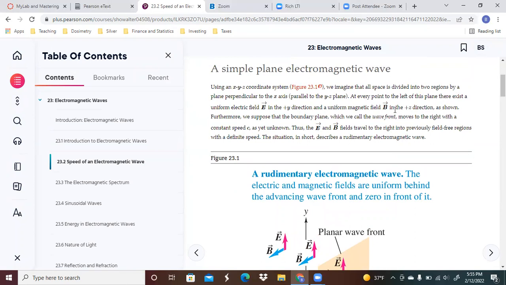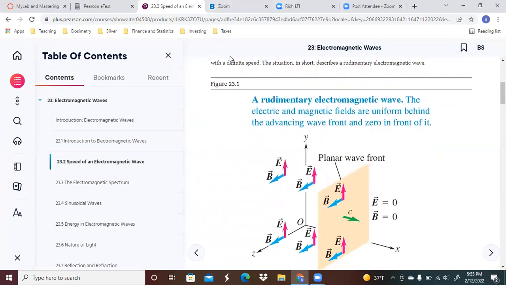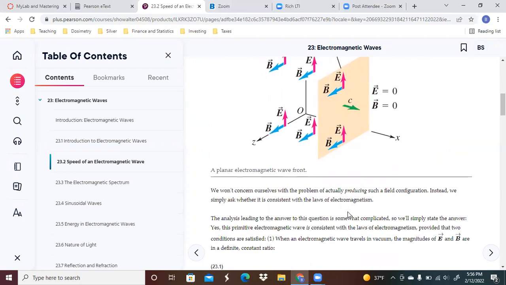But back to this particular example, we're going to suppose that the boundary plane, or the wave front, moves to the right with a constant speed. We don't know what it is, but E and B, those fields, travel to the right into previously field-free regions. In other words, they're going where they haven't been, with a definite speed. And so this is described as a rudimentary electromagnetic wave. So the electromagnetic fields are uniform behind the advancing wavefront and 0 in front of it.